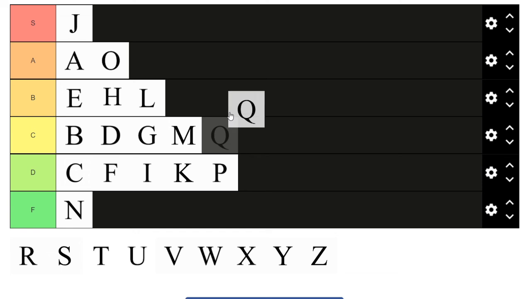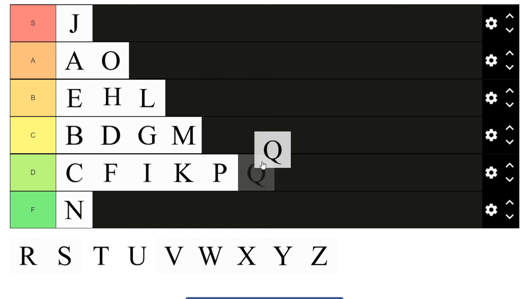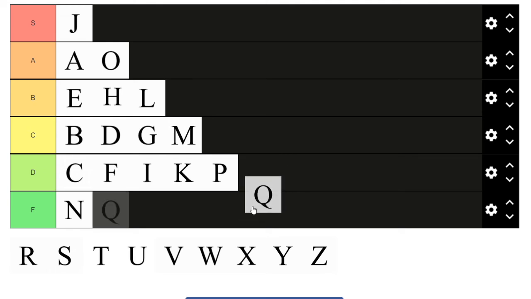And that kind of darkened my love for the letter Q. So I think this one either gets an F tier or a D tier. And I also don't like how it can be either like a K or a C sound. So N and Q so far at the F tier.